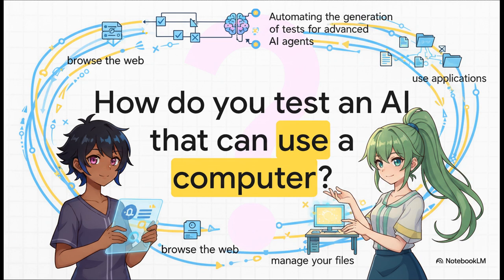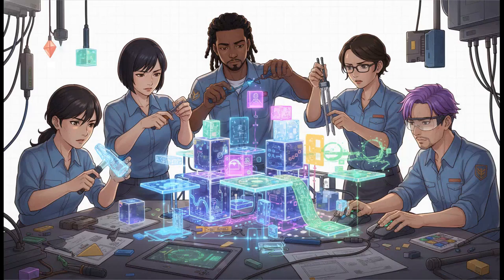We're moving way beyond AI that just writes an email. We are building agents that can actually browse the web, organize your files, use different apps. So how on earth do you reliably test if they can do that stuff correctly? Right now, the way we do it is, well, it's painful.